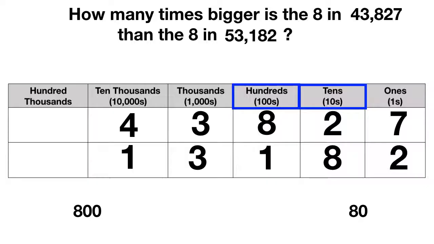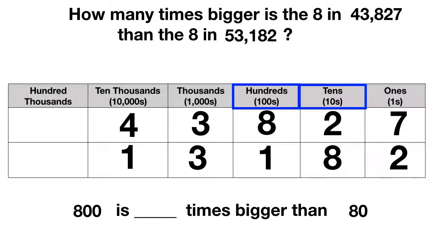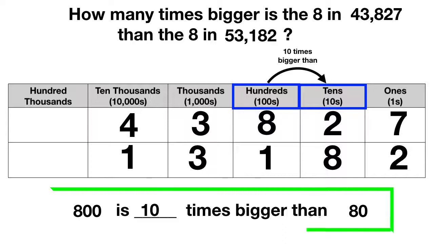Now, to answer the question, 800 is how many times bigger than 80, we'll use our place value chart. Hundreds are right next to the tens place. And remember, on a place value chart, each place value is 10 times bigger than the place value to its right. So 8 hundreds is 10 times bigger than 8 tens. Now here's your last problem for today.